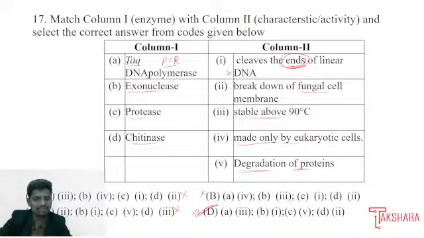Protease, if we check, is indicated for the degradation of a protein. That is correct. Chitinase enzymes, they have to completely break down fungal cell membrane, that is called chitinase. So everything is correct. And they are made only in eukaryotic cells, it is a wrong statement. So that question number 17, the correct option should be option D.